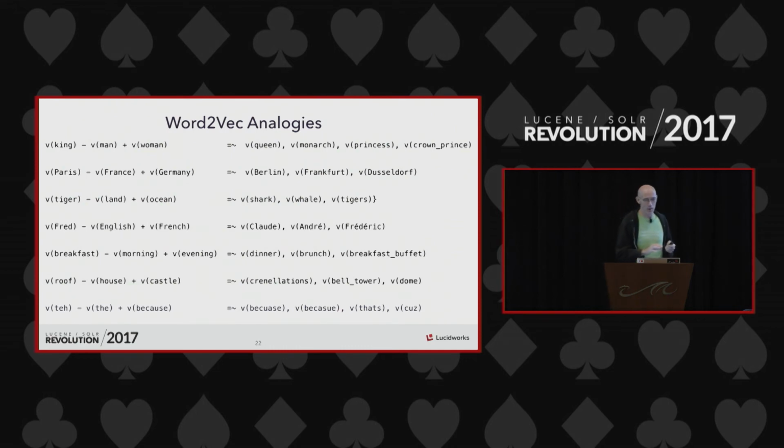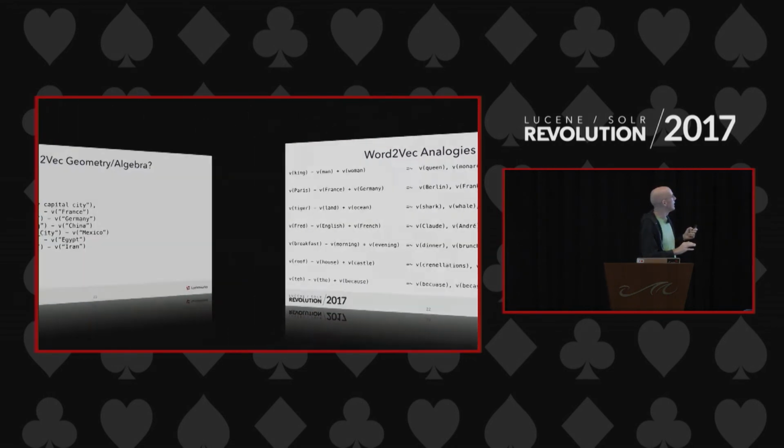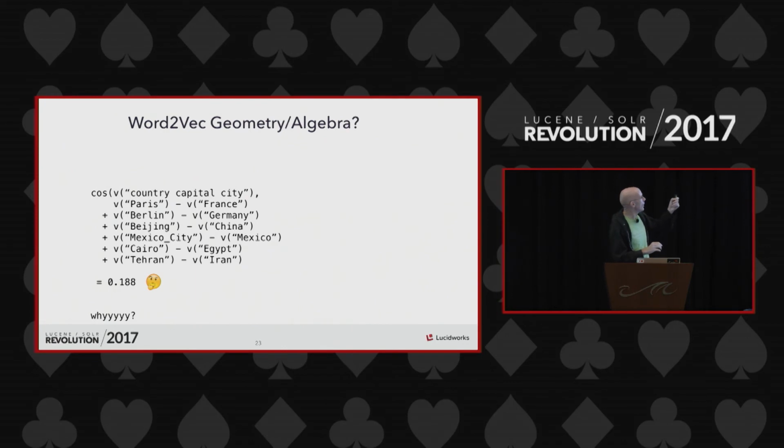I want to get the vector for the sum of country plus capital plus city. I want a country capital city, and I want to get the cosine similarity between that and, how do I build up that if I didn't know what a country capital city was? I'd take Paris minus France and Berlin minus Germany, Beijing minus China, get all the capitals and subtract them from their countries, and I'd get the concept of a capital. And it should be just like country capital city, except their dot product is like 0.188. Why? Why does it do that?